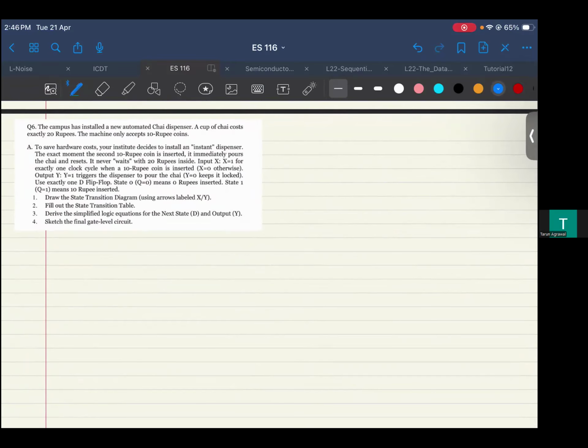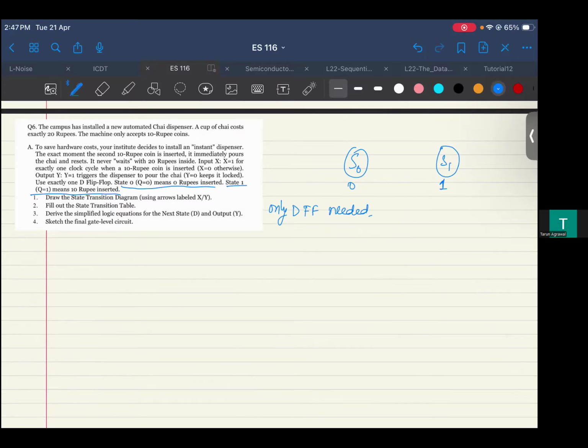There the state diagram was given since it was a counter, but here we have to convert the problem to a state diagram. First of all, the problem says there are two states, so that is the one thing to figure out. One is S0 where Q is 0, the 0th state, and one is S1 where Q is 1. If there are two states, we know that only one flip-flop is needed, one DFF, and its output is Q naught.